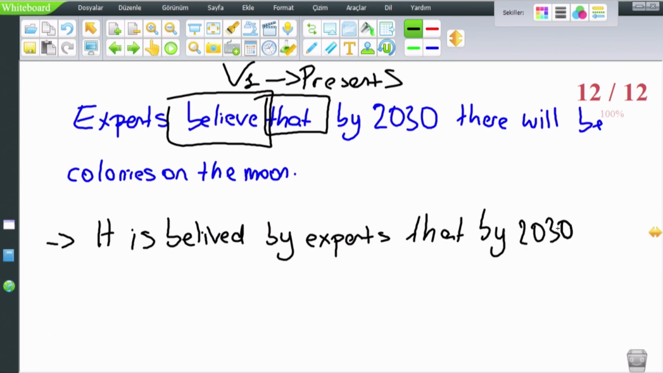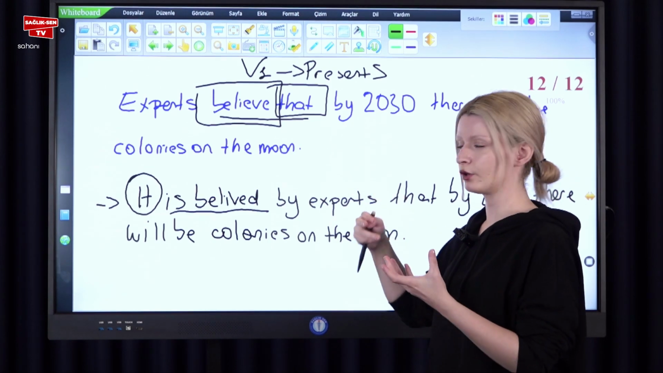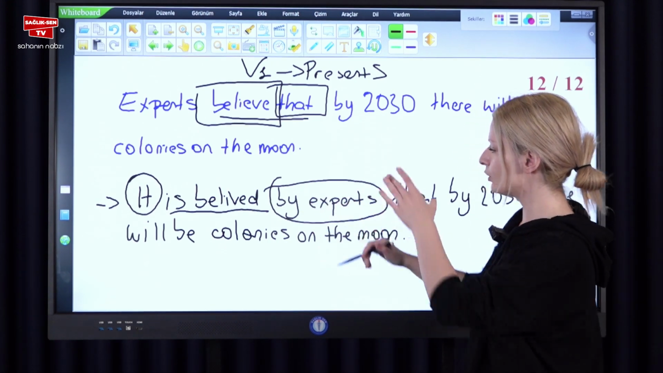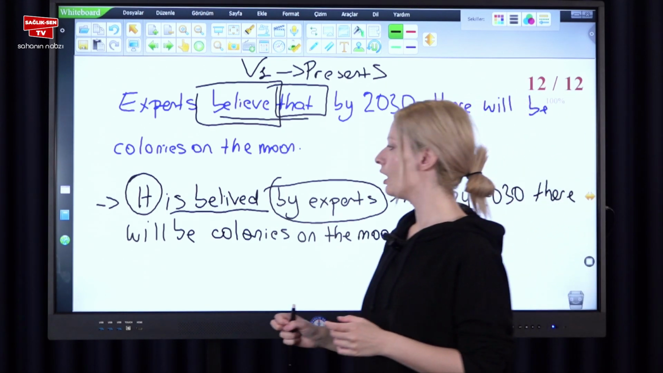By 2030, there will be colonies on the moon. As you can see, I don't do anything to the tense of the object sentence. I just put it there. The only thing that concerns us is to start with it and then form our main verb. Who does it can also be here, also at the end of the sentence. Then explain our object.